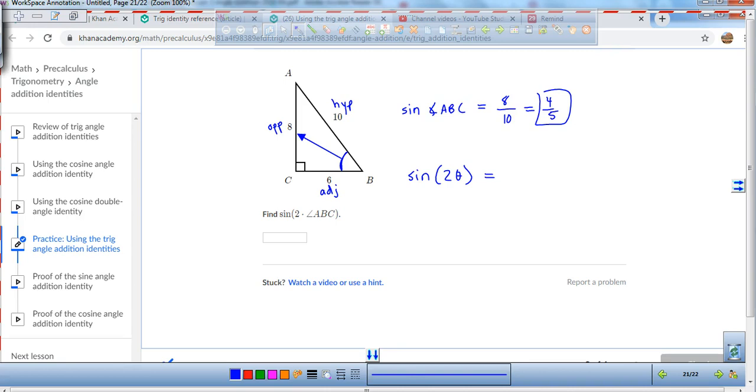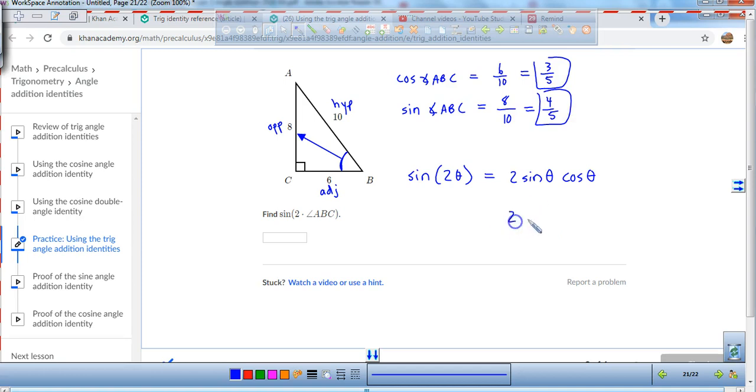Ooh, okay, I like it. Alright, so 2 sine theta, cosine theta. Well, it looks like we're going to have to find the cosine of angle ABC. Well, that's not that hard. That's the adjacent over the hypotenuse, which is 6 over 10, and that reduces to 3 over 5. So there's our cosine of theta.